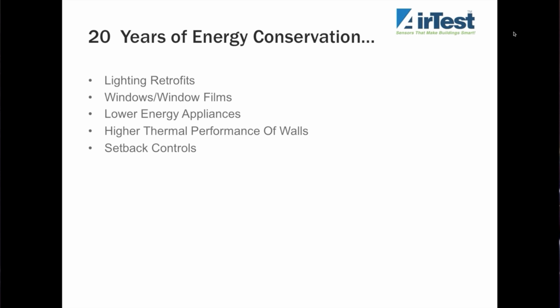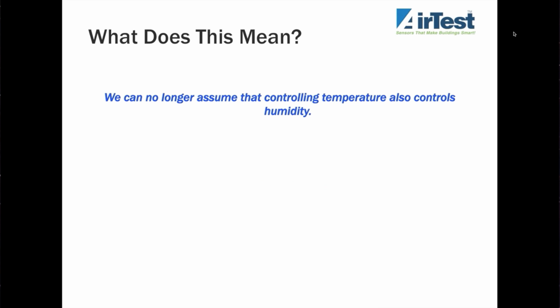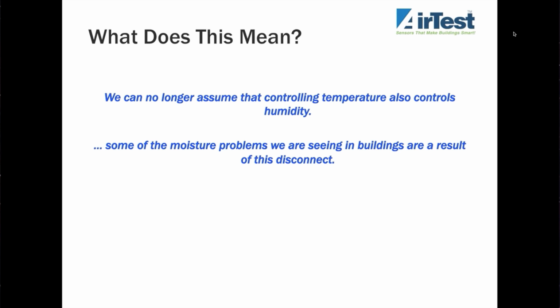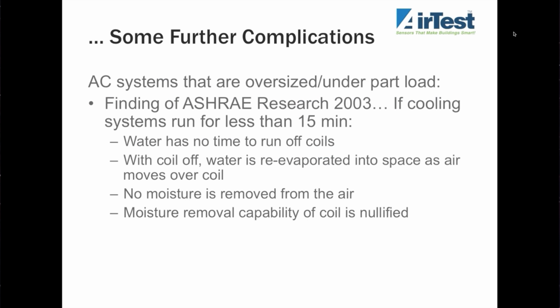But all these measures and more that I haven't even mentioned all reduce the temperature load in buildings. So we're actually not having to cool as much anymore, yet the moisture load coming into the building is all the same. And what that means is we can no longer assume that controlling temperature in buildings also controls humidity, that some of the problems that we're starting to read about over the past 10 years or so related to moisture, mold and mildew, and so on, we're seeing in buildings is a direct result of the fact that temperature control no longer necessarily means humidity control.